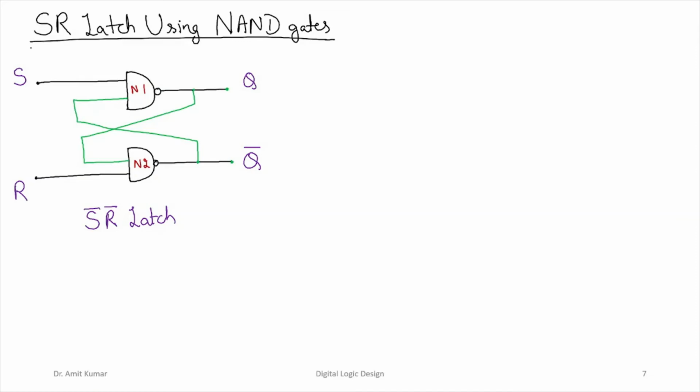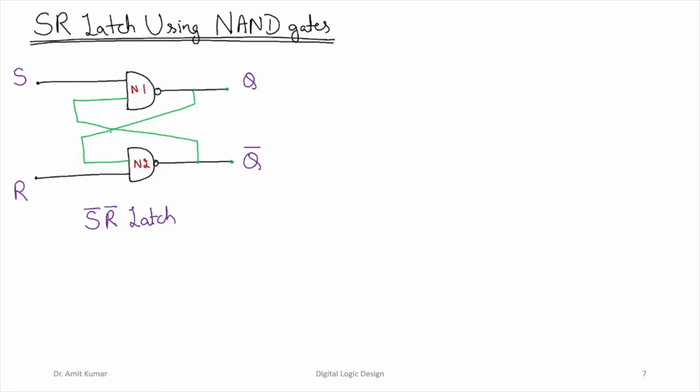Now we will see how we can realize an SR latch using NAND gates. This is the basic arrangement: two NAND gates are present, and the outputs of these NAND gates are connected in a feedback manner. The outputs are Q and Q bar.